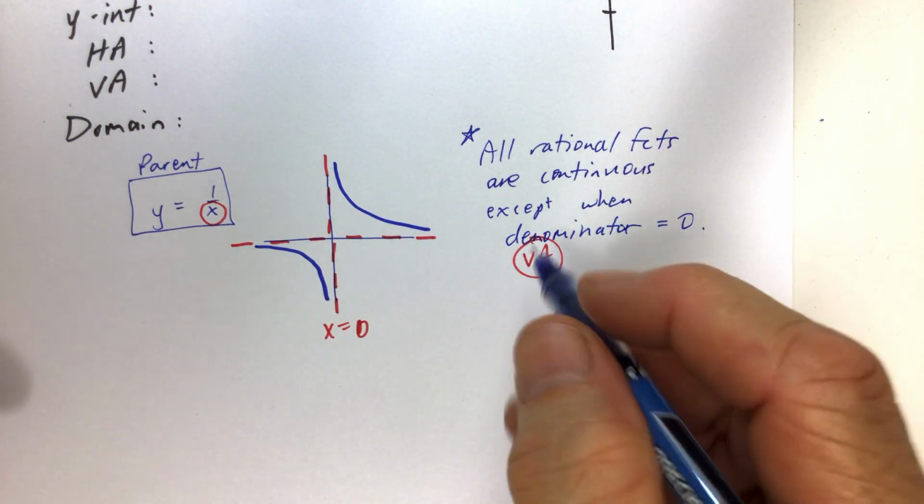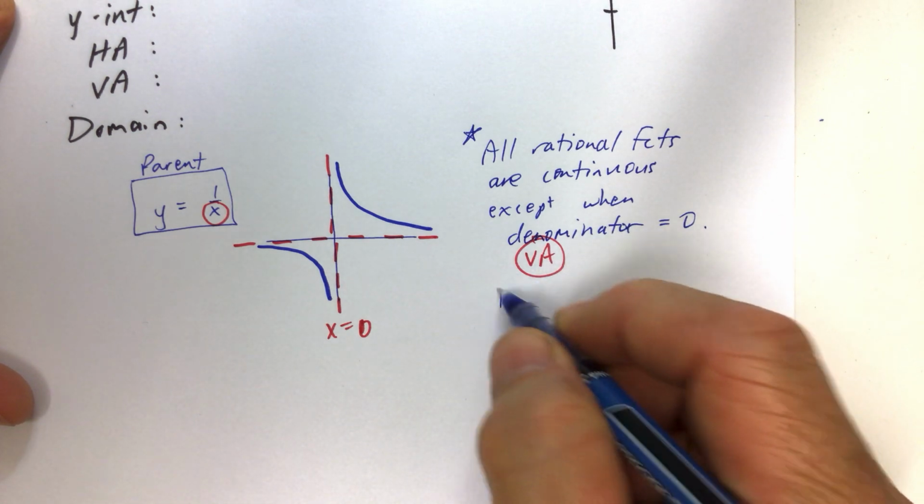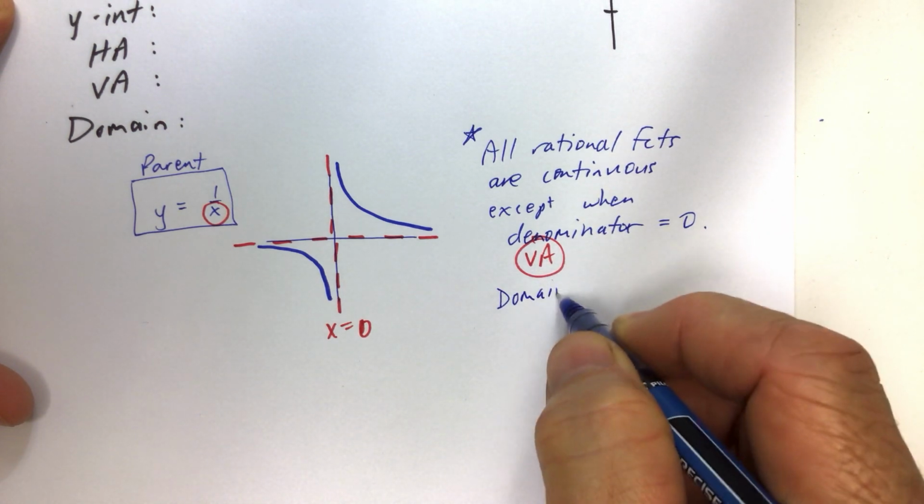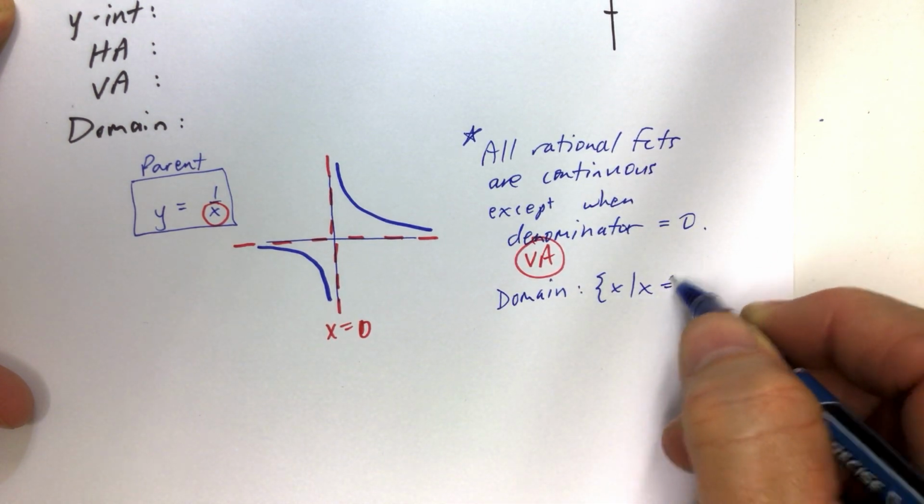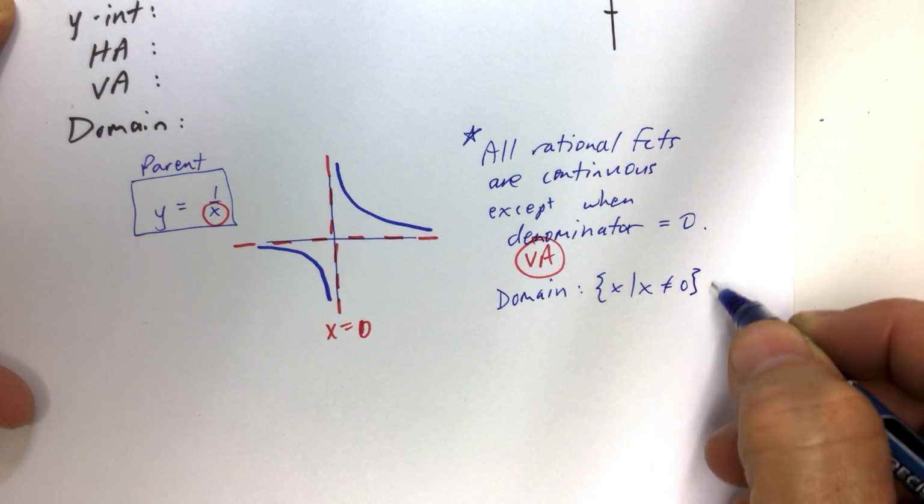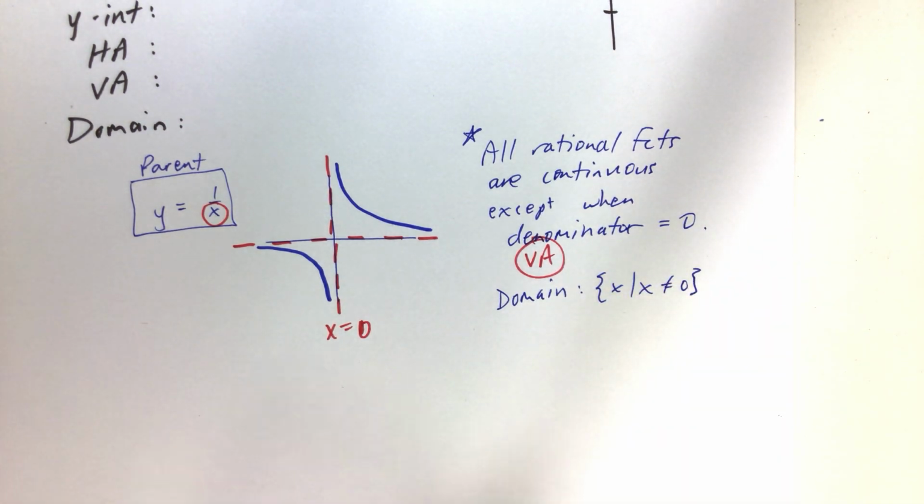And then the other thing about finding where the denominator is equal to 0 is it helps us to understand the domain. So the domain is all real numbers such that the denominator can't be 0. So again, that x equals 0 comes into play. So x can't be 0. That gives us our vertical asymptote.